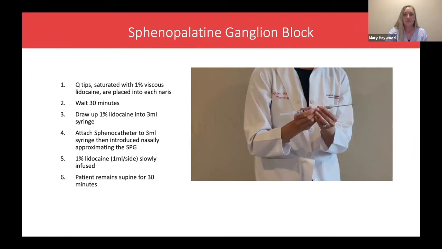After that 30 minutes, we go in with the spheno catheter. We attach the 3 milliliter syringe filled with 2 mLs of 1% lidocaine. And we insert that into one of the nostrils of the patient and slowly infuse 1% lidocaine, 1 ml each side, and obviously repeat on the other side. And we have them lay supine with their head in extension for 30 minutes afterward. And one of the neurologists who did the study with me, Dr. Rastogi, was kind enough to videotape how exactly we use the spheno catheter. So I'm going to play that for you really quickly.